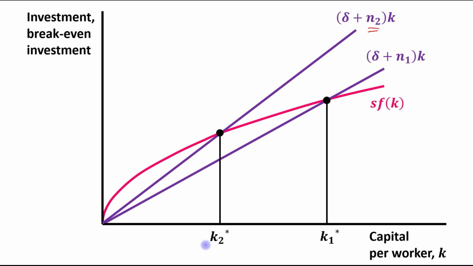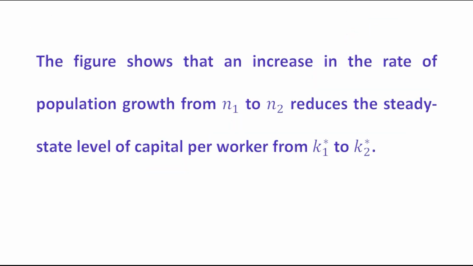And this is the new steady state level of capital per worker. As you can see, as the population growth rate increases from N1 to N2, the steady state level of capital per worker decreases from K1 star to K2 star. The figure shows that an increase in the rate of population growth from N1 to N2 reduces the steady state level of capital per worker from K1 star to K2 star.